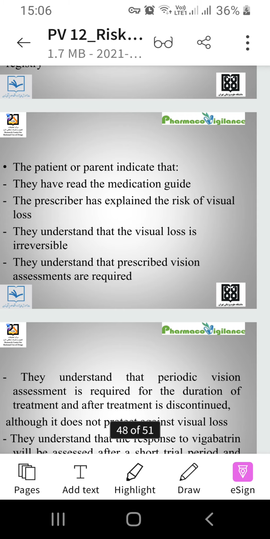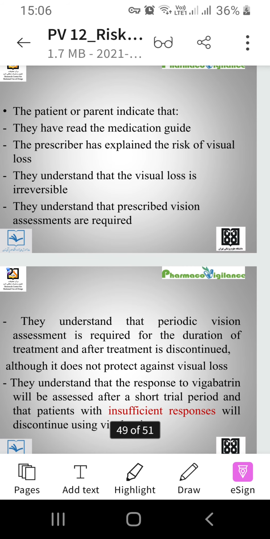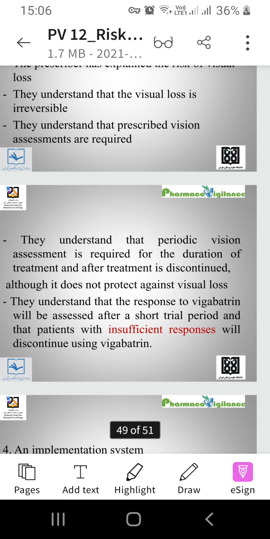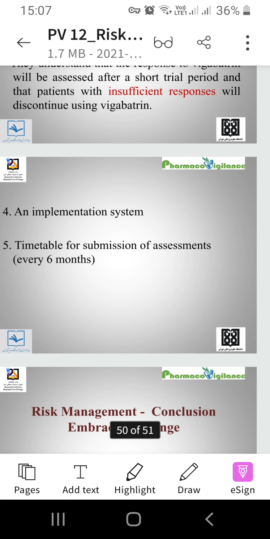They understand that prescribed vision assessments are required. They understand that periodic vision assessment is required for the duration of treatment and after treatment is discontinued, although it does not protect against visual loss. They understand that the response to vigabatrin will be assessed after a short trial period and patients with insufficient response will discontinue using vigabatrin. An implementation system and timetable for submission of assessments is every 6 months.